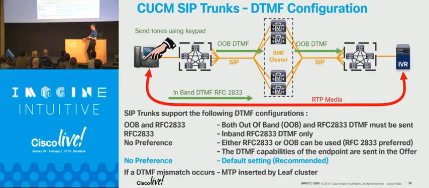So go with no preference. If you go with no preference, you can generally negotiate anything, and you'll never insert an MTP into the media path. And again, you could be inserting an MTP up here. So a call between two phones, this could be New York, this could be LA, this SME node could be in Australia. If you're using an MTP up here, you're going to hairpin your media via Australia, and you don't want to do that. Okay.